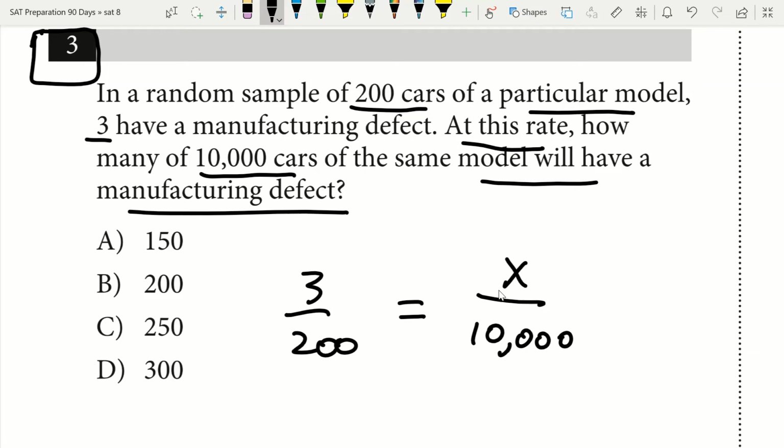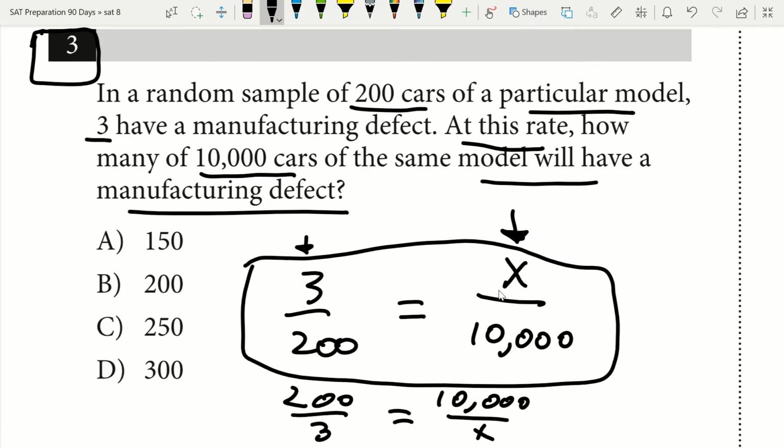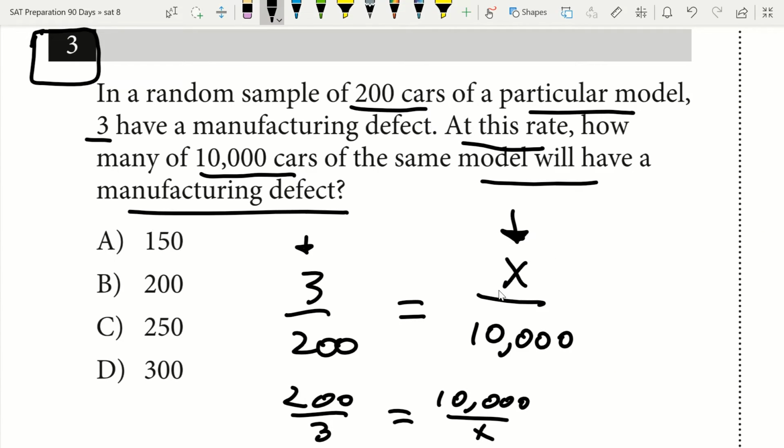What you'll notice right here is that I put the variable I want to solve for, x, which is the number of cars that will have a manufacturing defect out of 10,000, on top. Now, why did I put that on top? I put my 3 on top over here, but I could have just as well done 200 over 3 equals 10,000 over x. So why did I choose to set it up like this, with 3 over 200 equals x over 10,000? Well, here's why: it's going to save me steps and help me get to my correct answer faster.